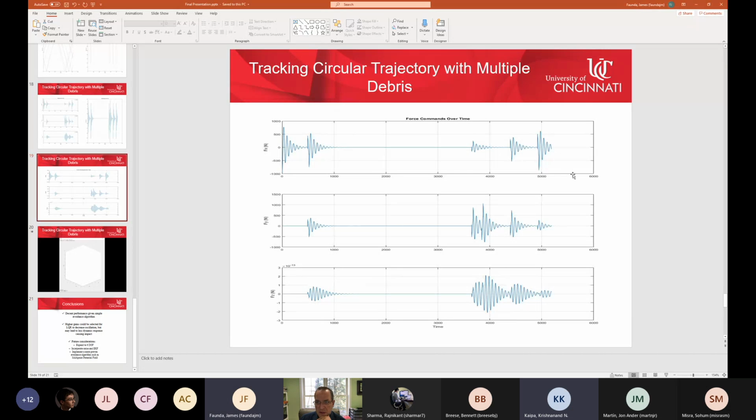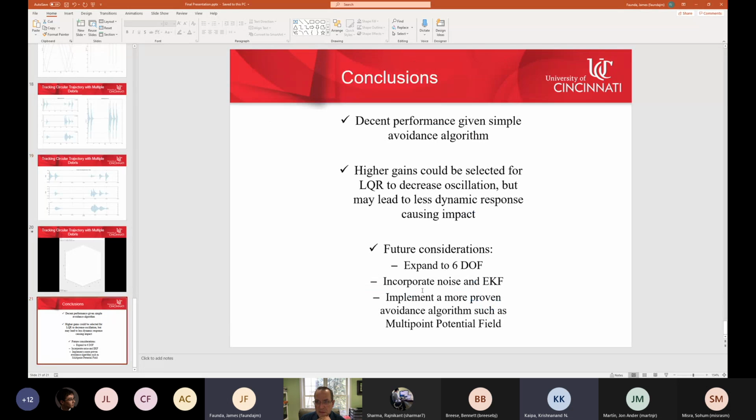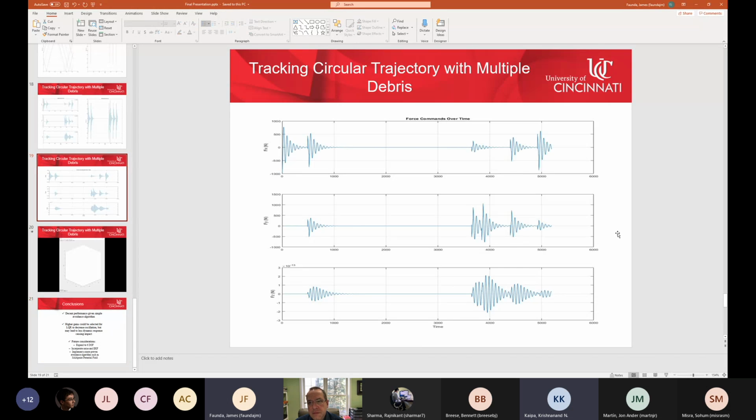I have not looked into other algorithms for the tracking, but I did mention in my further considerations maybe doing multi-point potential field. Also, since I could select higher gains, it tracks a little less, so it might be smoother, with less dynamic response, but that could also lead to actually having impact. So I found a middle ground between the performance. The missed distance for this was still around 330 meters, so not terrible.